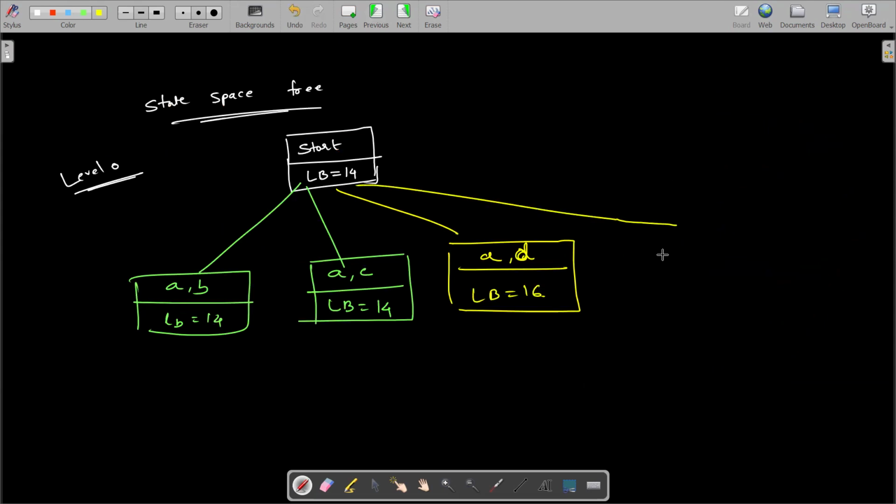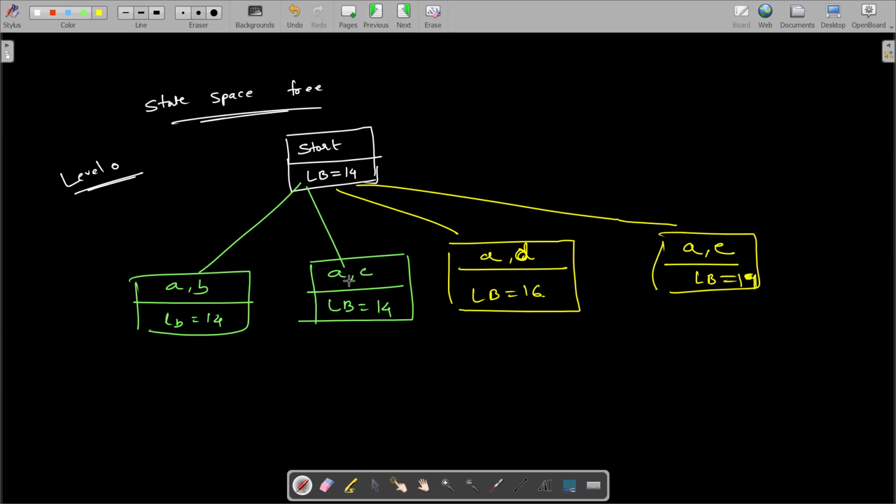One more. We traveled from A to E. What is the value we got? The lower bound is equal to 19. So these are the things we got. This is the state space tree. We did it. Okay, guys, everybody got it? Understood? Yes, sir. Okay, fine.